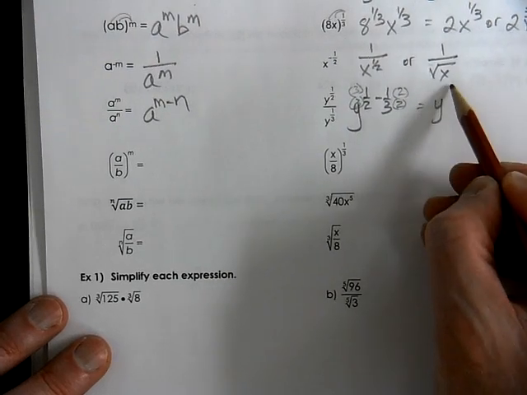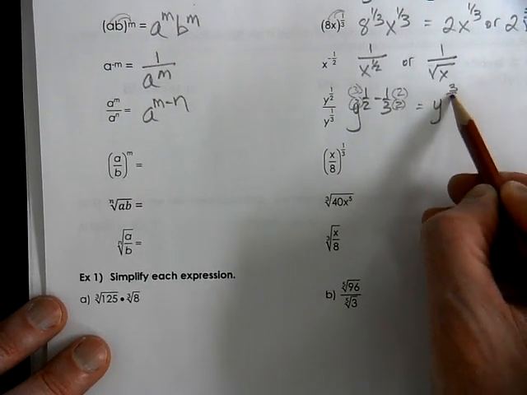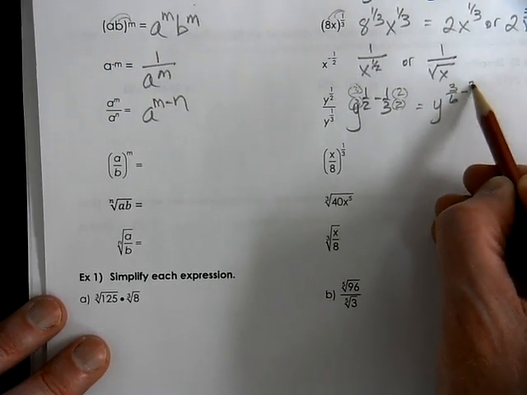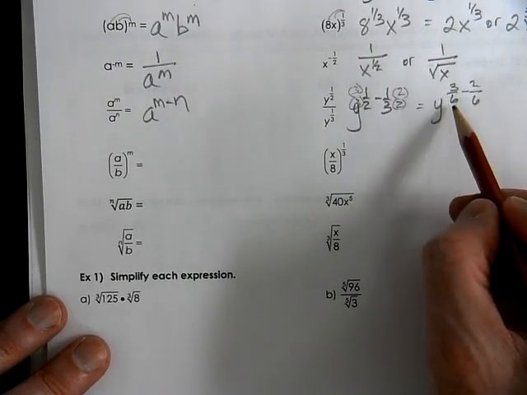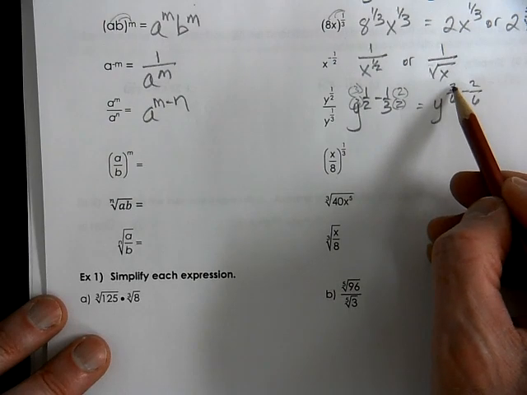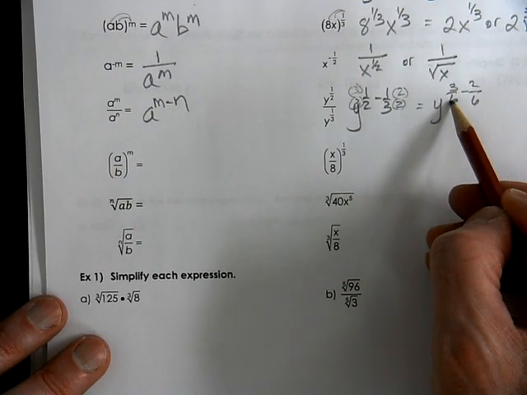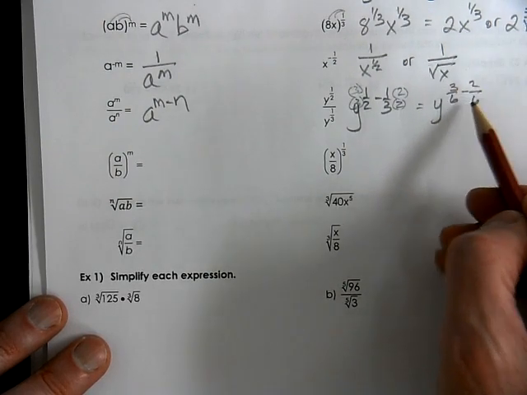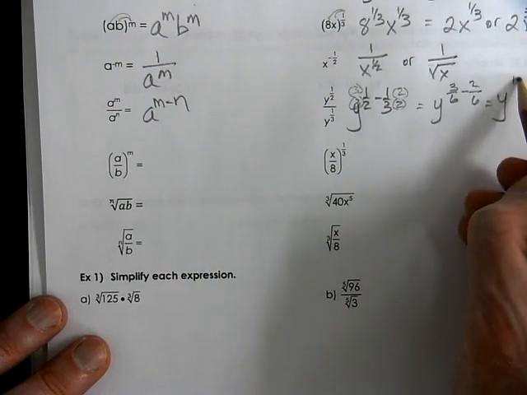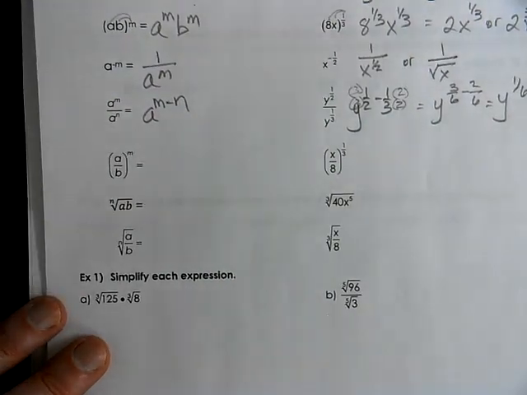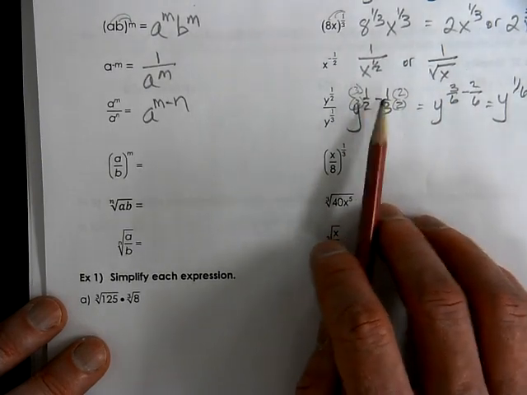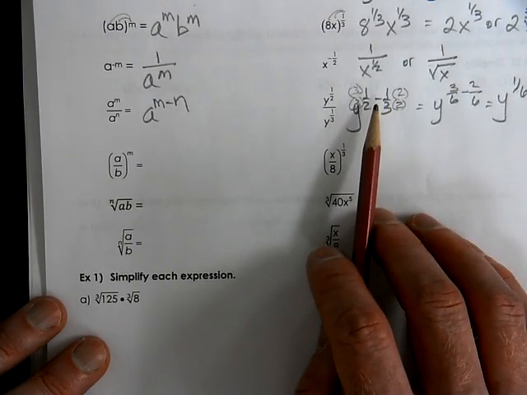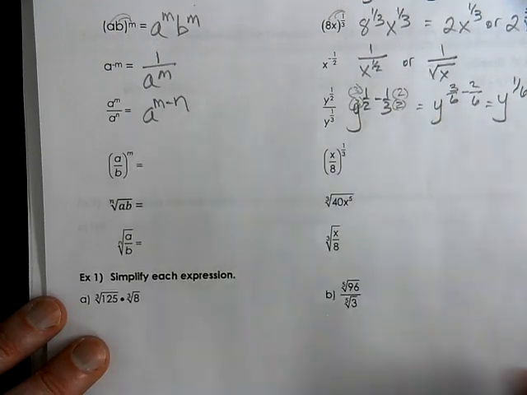That's going to give me y to the 3/6 minus 2/6. So 3/6 minus 2/6 is going to be 1/6. Don't reduce those fractions. That's back to where you started. You can't subtract those without a common denominator.